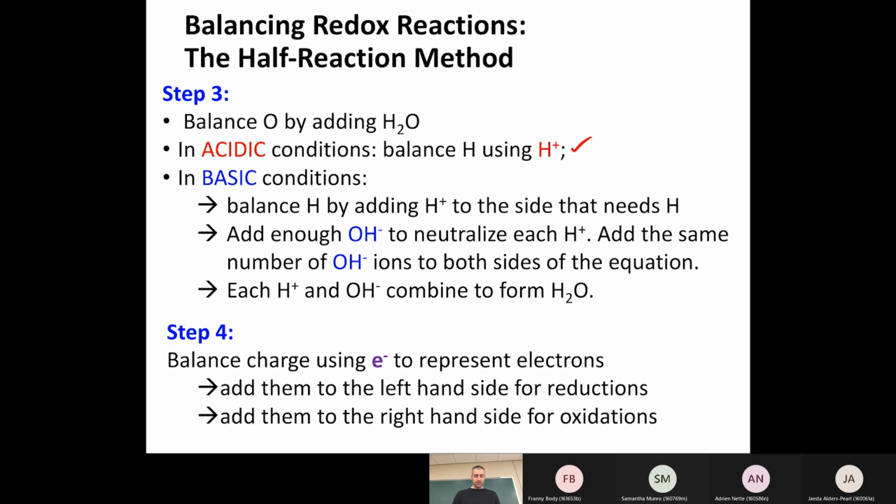If you're in basic conditions, there kind of is an extra step where you start out by adding the H+ to each side. Then what we do is we add hydroxides to both sides to neutralize all of the H+. Wherever they neutralize, they turn into waters. And that's that. Step 4 is we balance the charges now for both half reactions. You want to balance the charge on each side of each half reaction by adding electrons to one side or the other side.